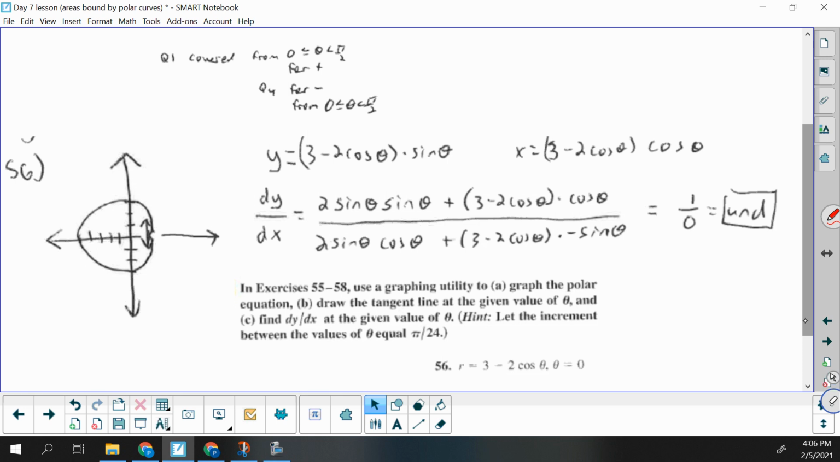So we've got written out there our r sine theta for y, our r cos theta for x. Do your product rule for both the y and the x parts. When you put in theta equals 0, anything that has a sine will be 0. So all the spots will be 0 except for the second term in the numerator, which will end up giving you 1. Well, 1 over 0 is undefined, and we see that kind of makes sense based on our tangent line that we drew.